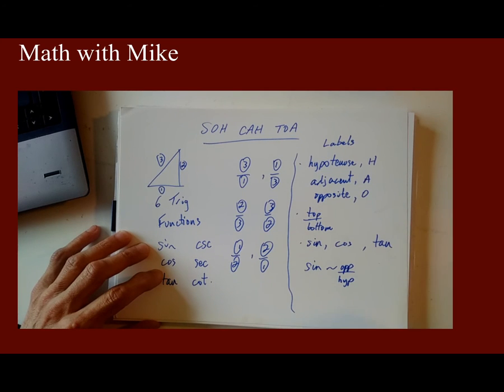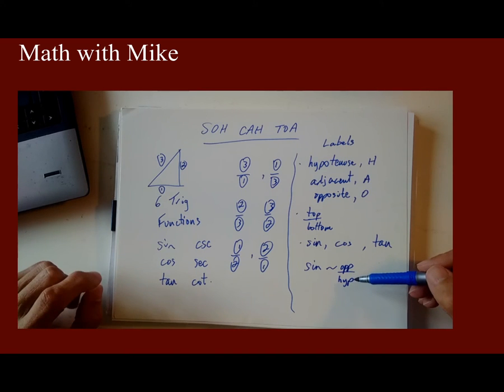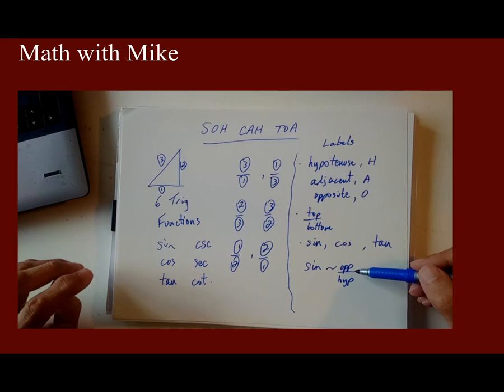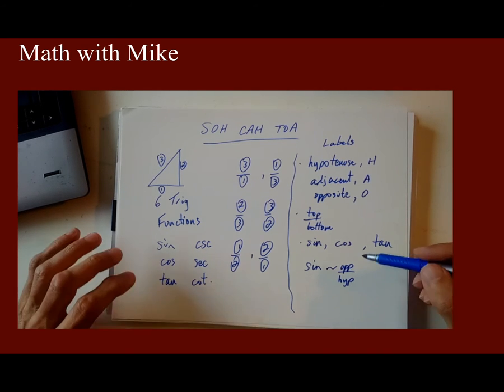When? Always. And remember, these are going to depend on the angle that we are working with, just like we talked about when we were labeling. Okay, so sine is always going to be the opposite over the hypotenuse.